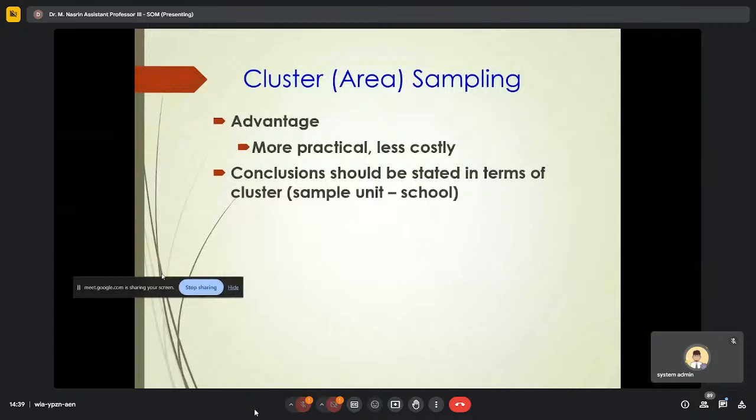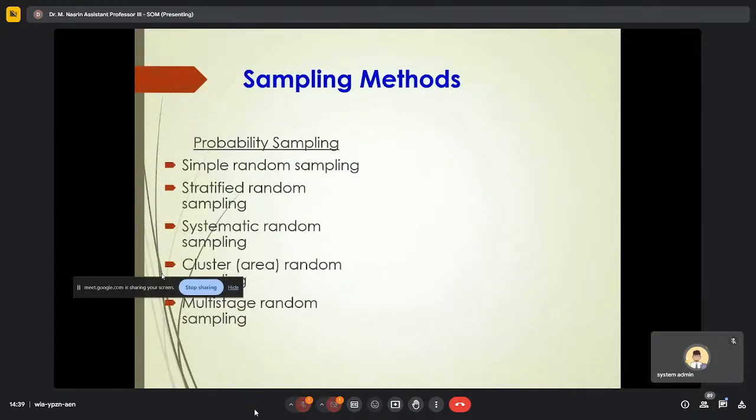So sampling methods, probability, we have discussed. Multi-stage random sampling is the latest technique which has been included in the probability sampling methodology. In multi-stage random sampling, you can have various stages like summer, winter, like that. Based on that, you can go in for sample collection. Now this is the non-probability sampling method.